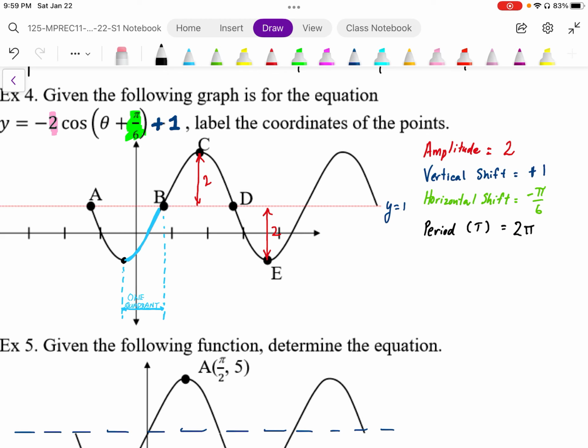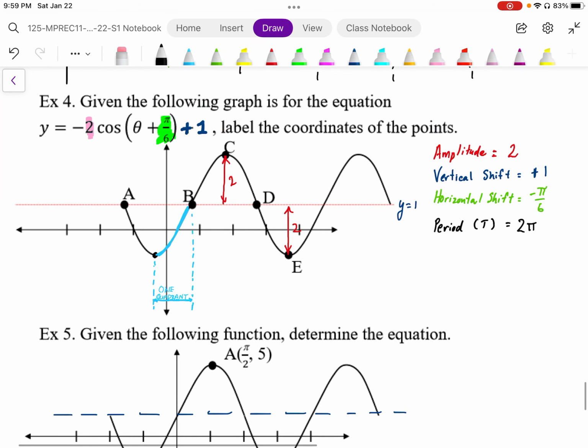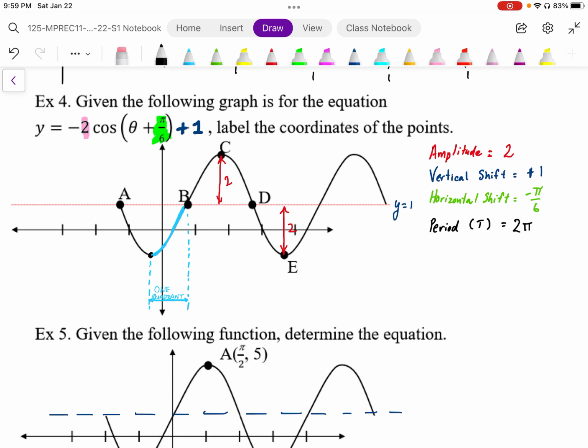Okay, so taking a look at this graph, I've made sure that I can identify one quadrant. So here from the B to the bottom, I've labeled in blue, that's one quadrant. We want to come up with these coordinates, so we have to understand what we're working with. This is a negative cosine graph. There's a negative there. So the graph that we're dealing with is this shape here.